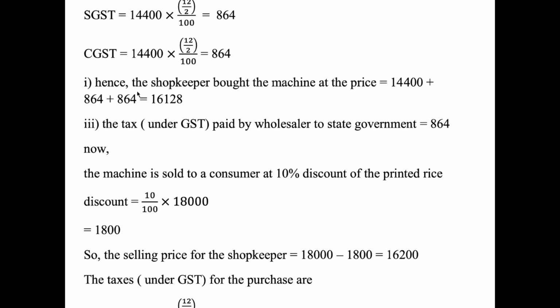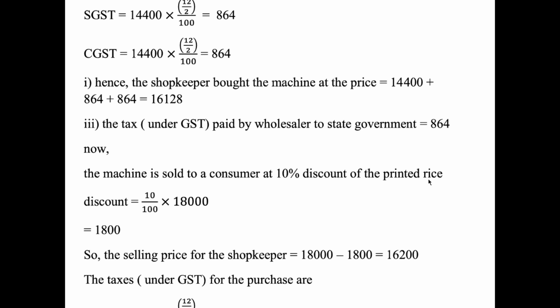Now come to question number 1. Hence the shopkeeper bought the machine at the price 14,400 plus 864 plus 864, that comes to 16,128. Come to the next part. The tax under GST paid by the wholesaler to the state government is 864. Now the machine is sold to the consumer at 10% discount of the printed price.